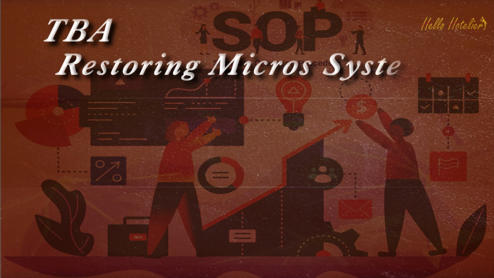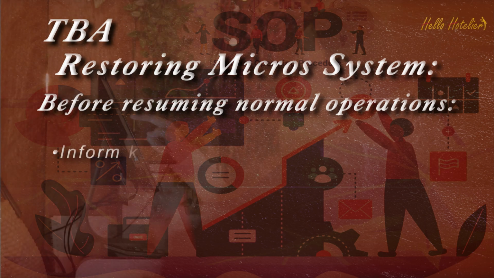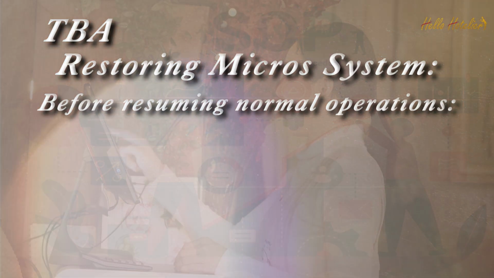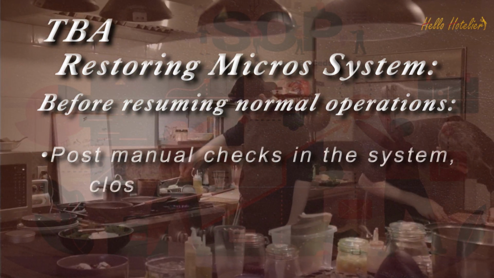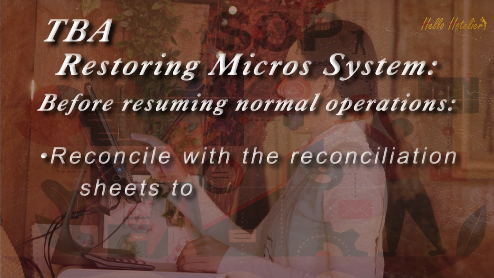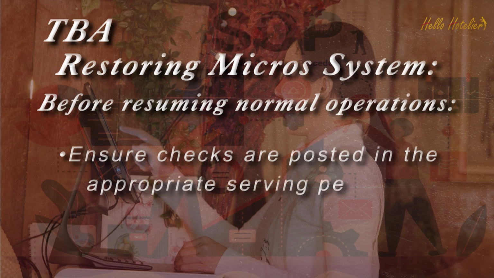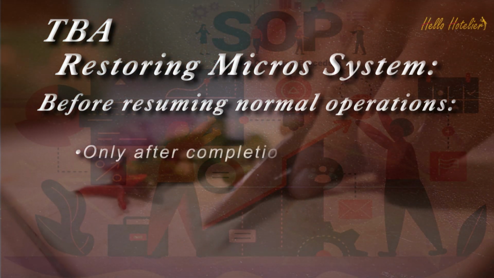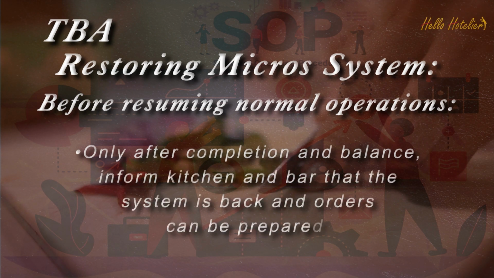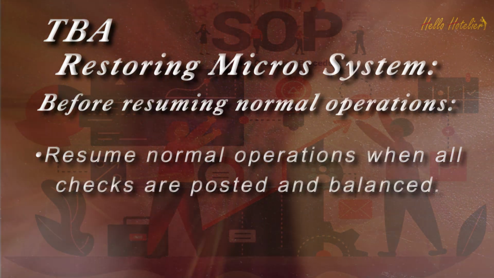Restoring Micros system. Before resuming normal operations, inform kitchen and bar about processed orders and not to prepare upcoming ones. Post manual checks in the system, close with noted payments. Reconcile with the reconciliation sheets to ensure accuracy. Ensure checks are posted in the appropriate serving periods. Only after completion and balance, inform kitchen and bar that the system is back and orders can be prepared. Resume normal operations when all checks are posted and balanced.